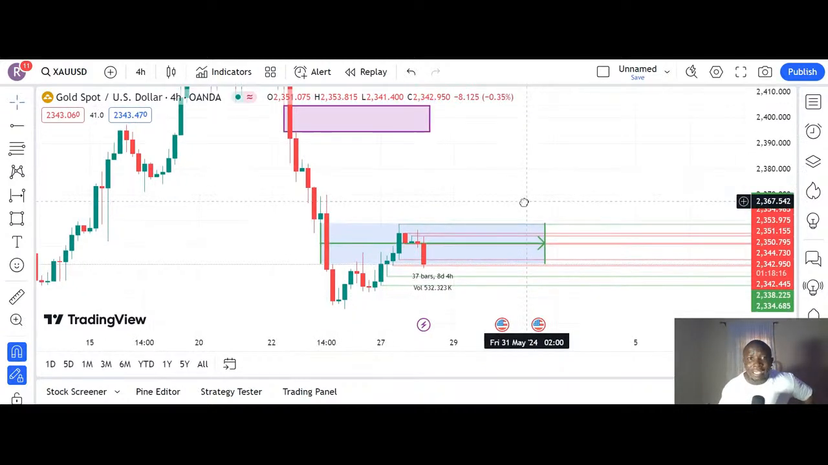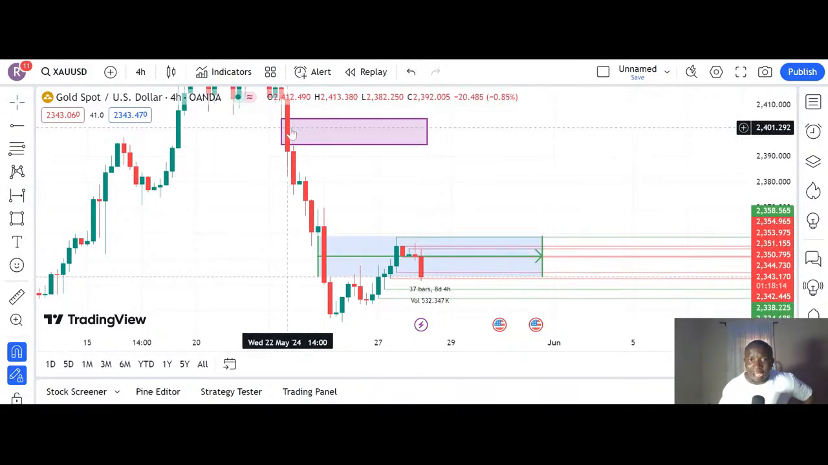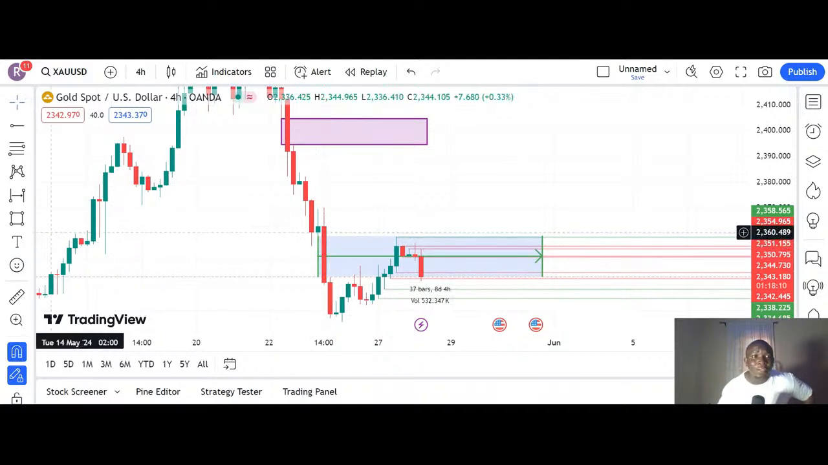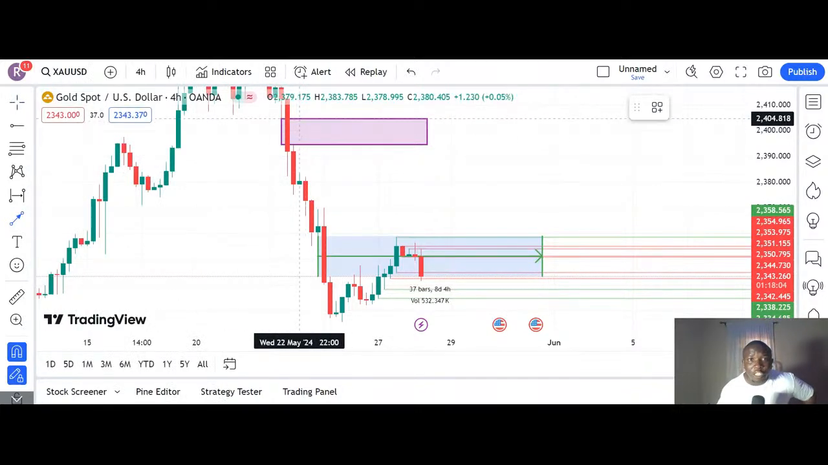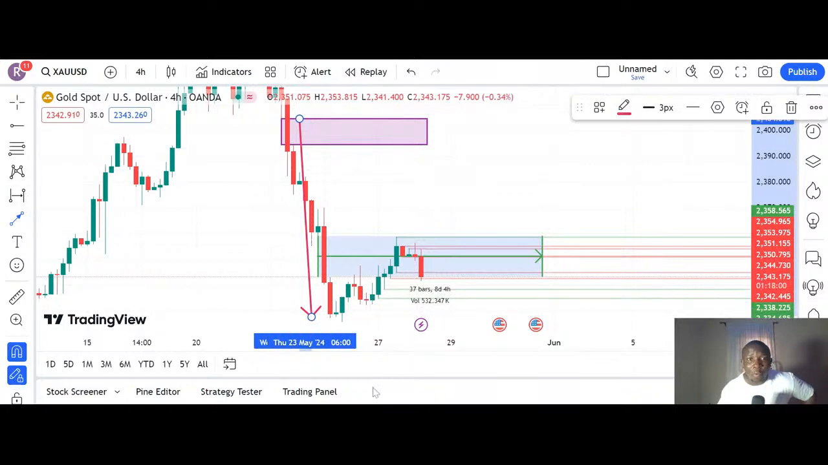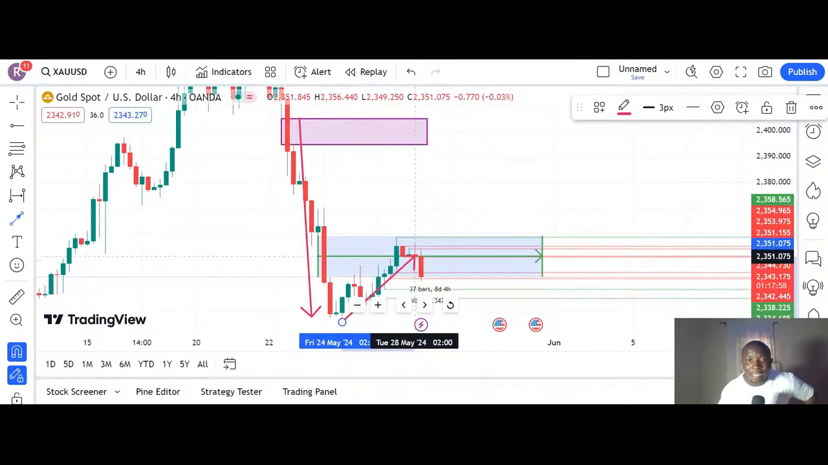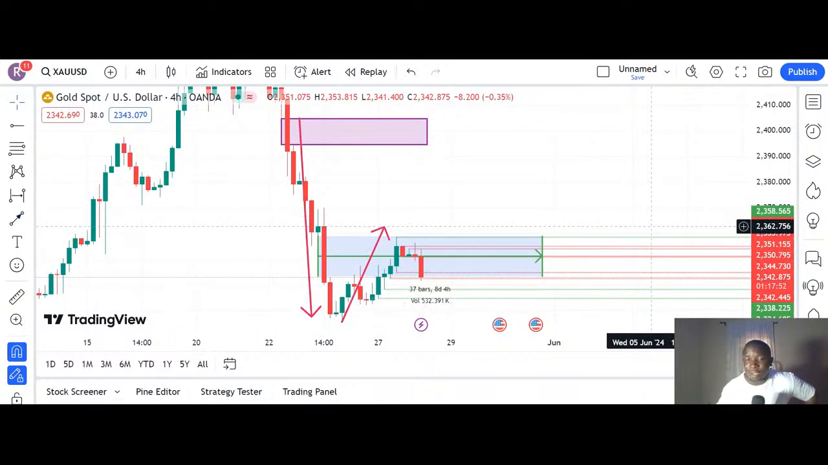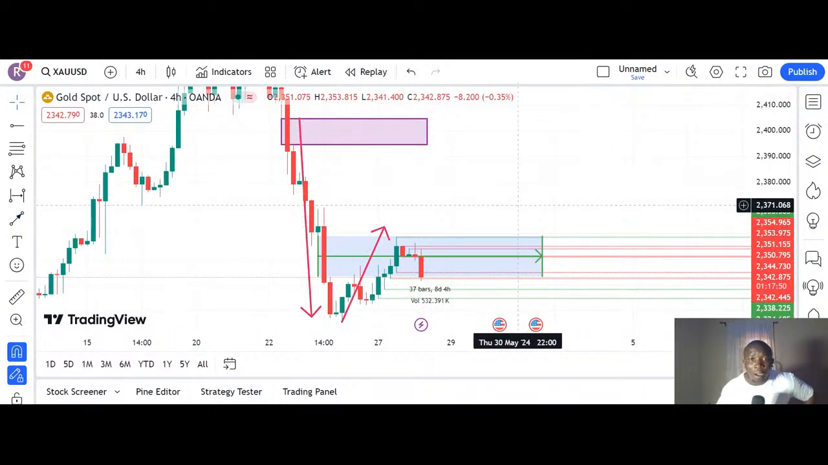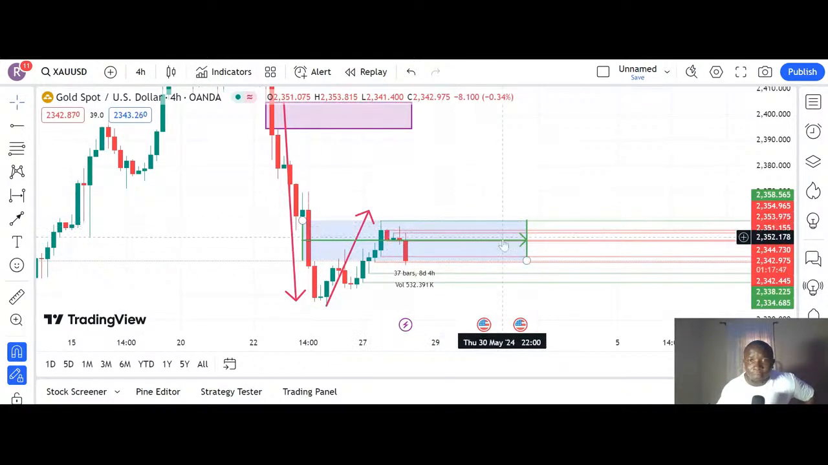You could see this market was coming down, and then we have it return back to the upside. So this market was coming down to this level, then we have a change of structure from this level. Now we're going to consider the last fair value gap we have before that change of structure, which was this fair value gap.